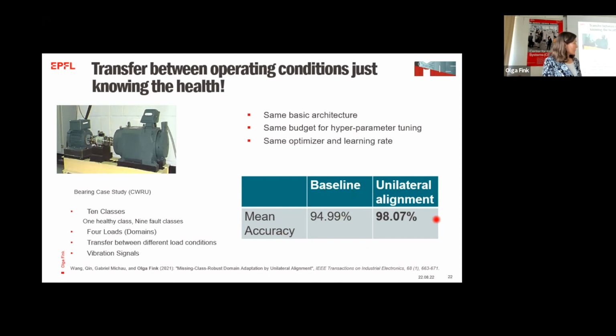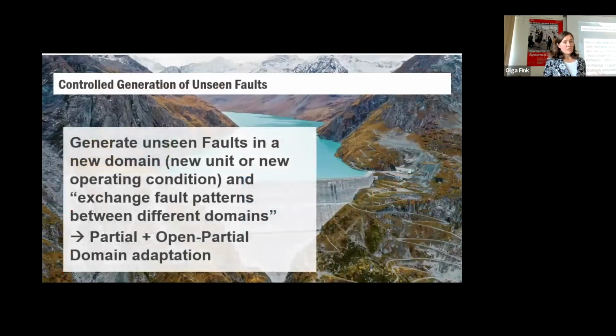We trained it on the source domain and then applied it to the target. But now if we apply the unilateral alignment, this results in a performance improvement of about 3%. So it's a bit below what we saw before, but now we use much less information. So this setup seems to work rather well.